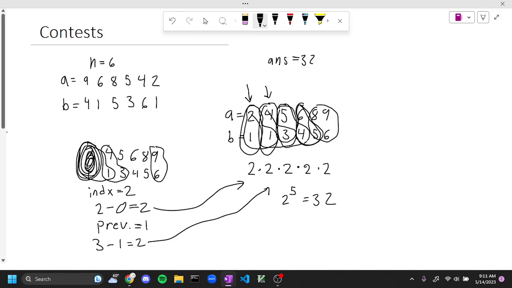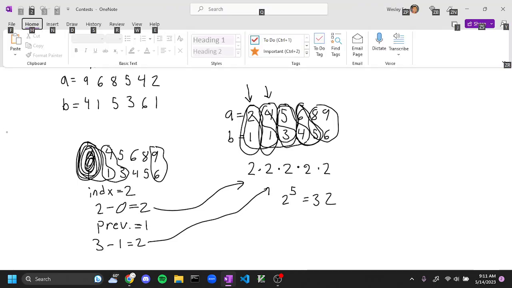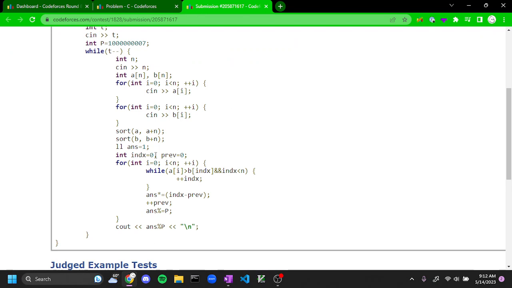We multiply answer with the difference of index and previous, and then along the way we always mod answer by 10 to the 9th plus 7, just to make sure that it doesn't integer overflow, and then at the end we do the same thing and output the answer.